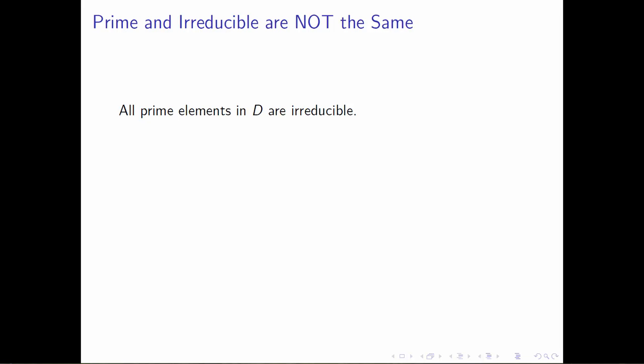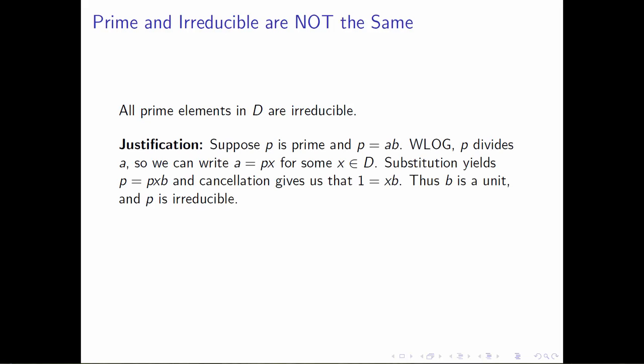Now, inside the integers, as we've seen when we've seen the definitions of primes and irreducibles before, prime and irreducible are the same thing. However, when you move into an arbitrary integral domain D, the notions of prime and irreducible are not the same. What is true, however, is that an element which is prime inside any integral domain must be irreducible. And we can justify that pretty easily.